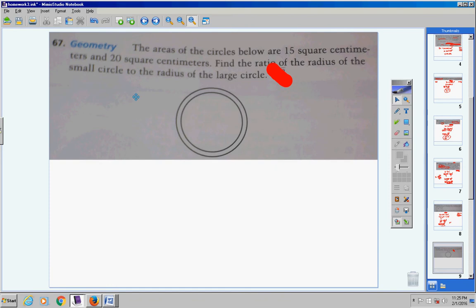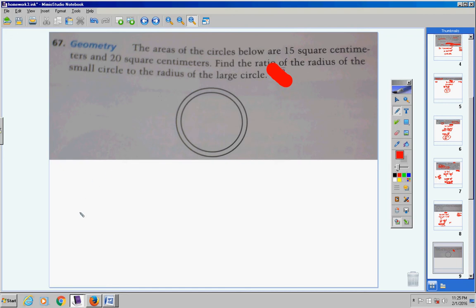Alright, moving on. Now, these next two are pretty challenging, but I want you to really think deeply, and I think you'll be okay. In the problem, the areas of the circles below are 15 square centimeters and 20 square centimeters. Find the ratio of the radius of the small circle to the larger circle.